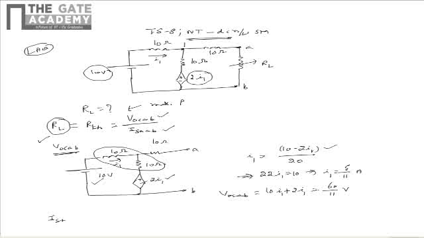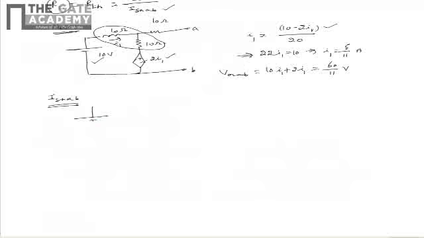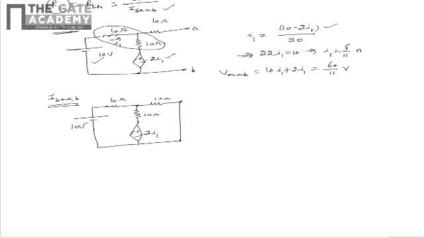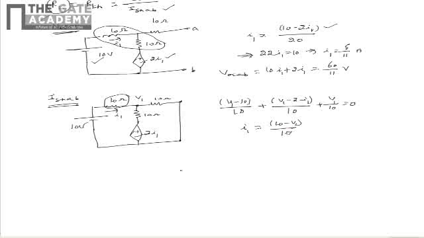Now similarly, let us find out the short circuit current that is flowing between the terminals A and B. For finding the short circuit current, we can redraw the circuit as shown. From this circuit, upon performing the nodal analysis at node 1, we see that (V1 minus 10) divided by 10 plus (V1 minus 2I1) divided by 10 plus V1 divided by 10 should be equal to 0. And also from the circuit we can say that the current I1 should be equal to the drop across the 10 ohm resistor, that is (10 minus V1) divided by 10.